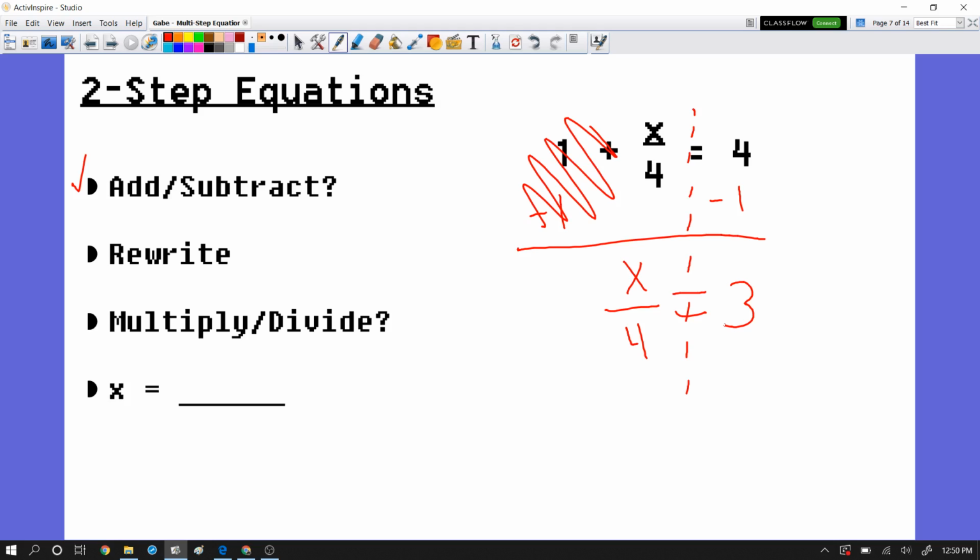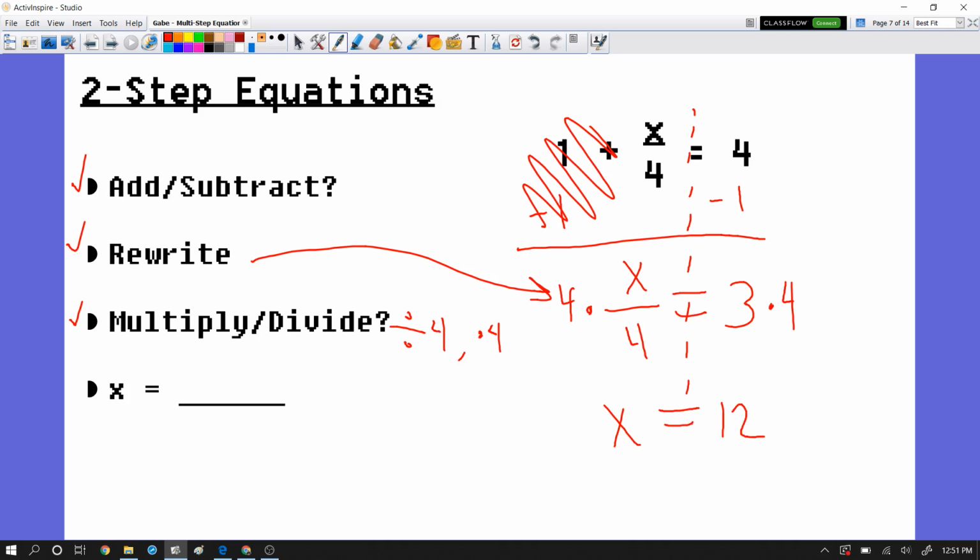This is a simplistic version of what we were doing in those example problems from last week's work. You see that you can't do anything with this x until you get rid of this divided by 4. So we rewrote. Now we need to multiply and divide. What do you see? You see dividing by 4. So we're going to multiply by 4. X equals 12. So 12 divided by 4 is 3, plus 1 is 4. Check.